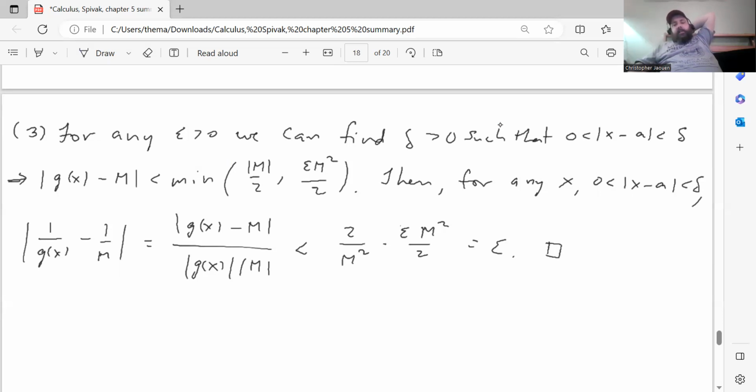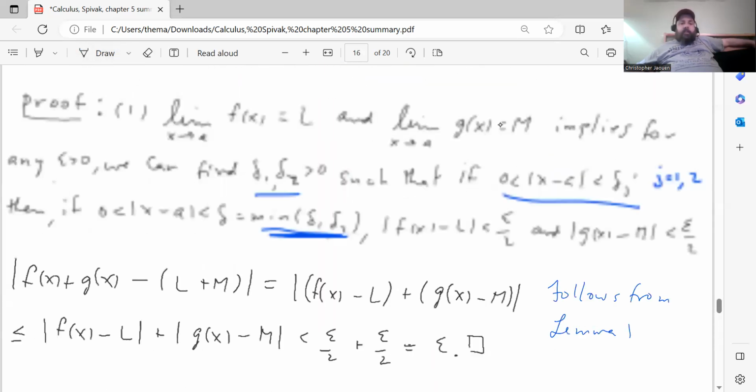Then for any x, 0 less than absolute value x minus a less than delta, that implies that absolute value 1 over g of x minus 1 over M, when you simplify, is equal to absolute value g of x minus M over absolute value g of x times absolute value of M, and that's less than 2 over M squared times epsilon M squared over 2. And again here, if you notice, all the important stuff cancels, so you're just left with epsilon, which shows that property 3 holds. Right, and that's the proof for theorem 2.